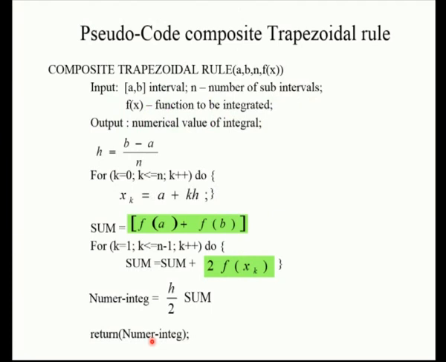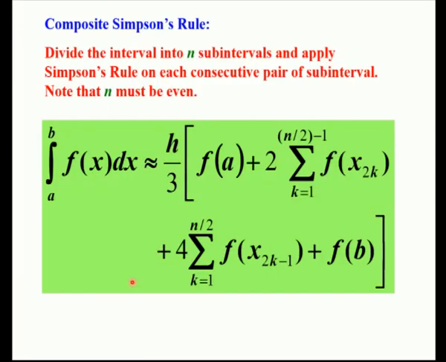We move on to another numerical integration method, which is called the composite Simpson's 1/3 rule. This is the composite Simpson's 1/3 rule. Basically, this should work for an even number of sub intervals. So, instead of taking the first interval, we are going to take the first 2 intervals, and then the next 2 intervals, and the next 2. So, it should be an even number of intervals.